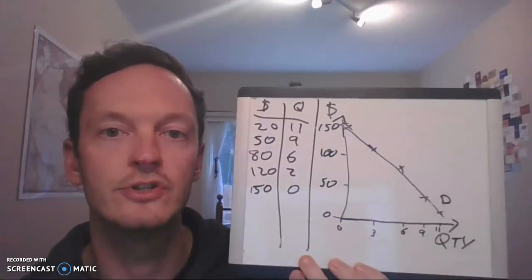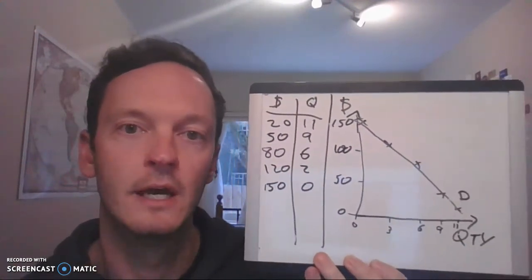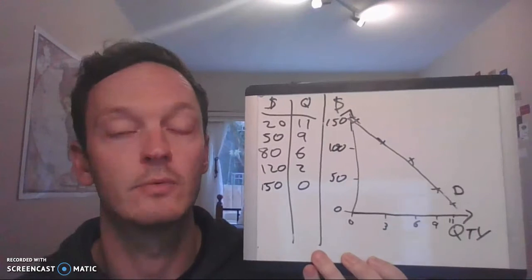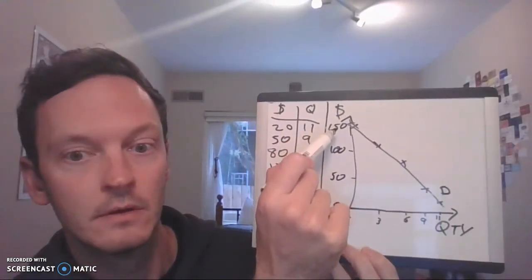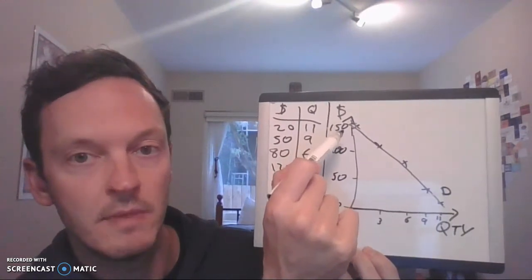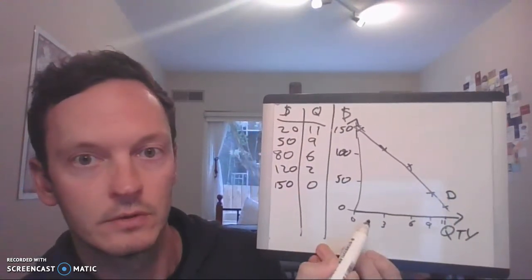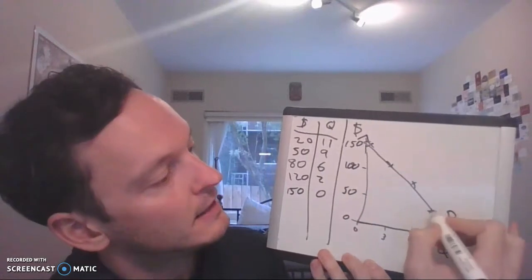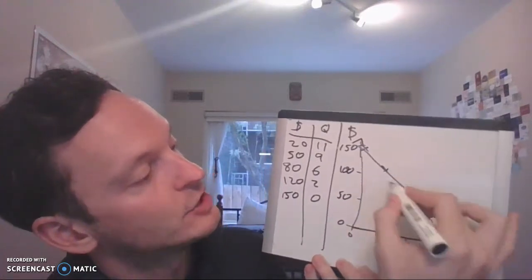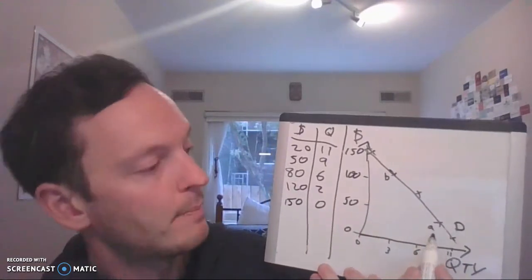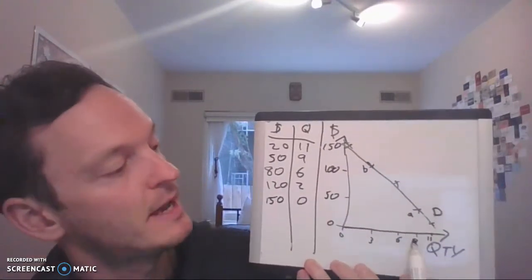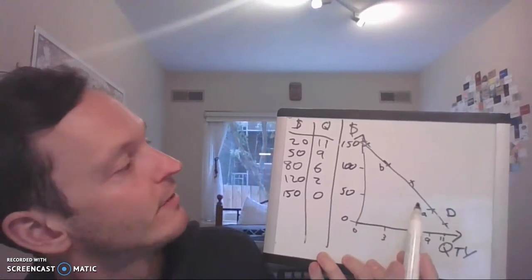And this is where I want to introduce you guys to the law of demand. All right, so what is the law of demand? Well, the law of demand states that as the price rises, quantity demanded falls. So let's see if this makes sense. Let's say we go from a point A on the chart to a point B on the chart. This is point A. At point A, we've got a quantity demanded of 9 and a price of 50.